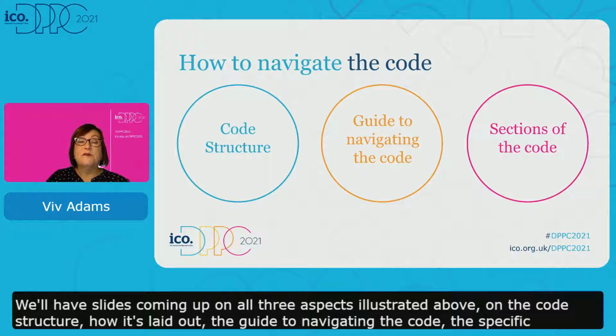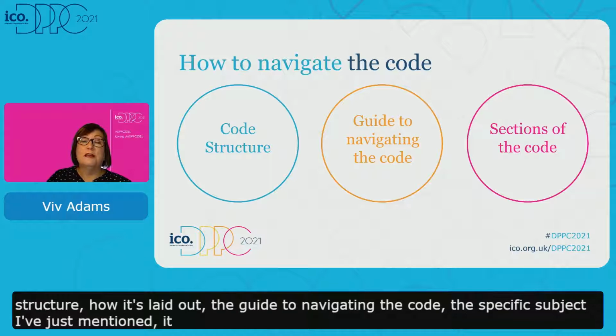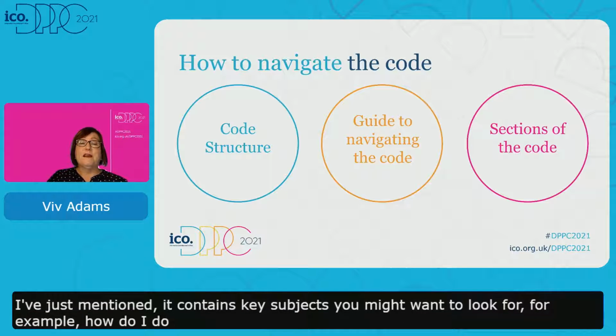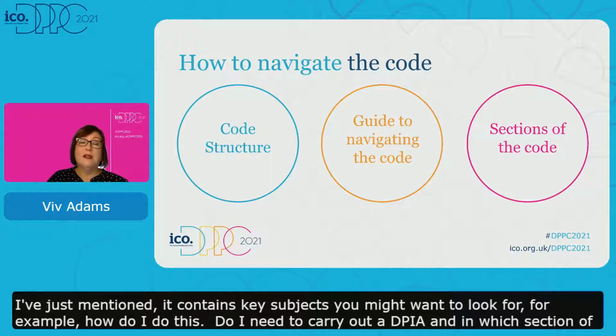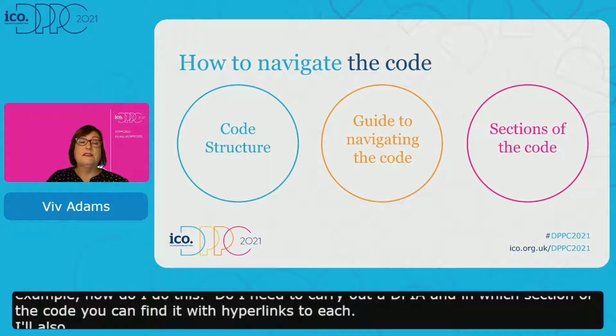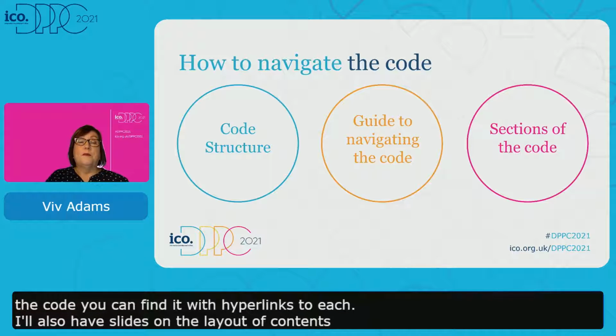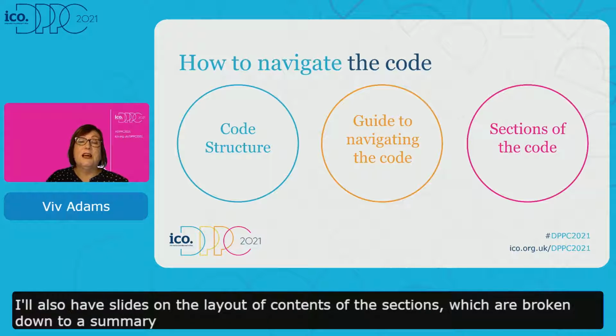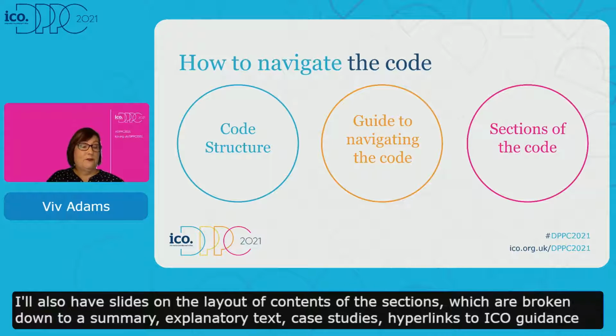It contains key subjects you might want to look for. For example, how do I do this? Do I need to carry out a DPIA, and in which section of the code you can find it, with hyperlinks to each. I'll also have slides on the layout of contents of the sections, which are broken down to a summary, explanatory text, case studies, hyperlinks to ICO guidance and other external resources where appropriate.